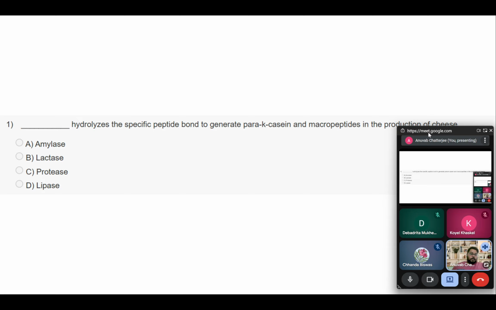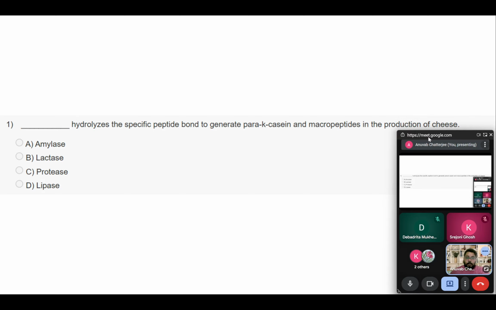The first question that we have for today is: blank hydrolyzes the specific peptide bond to generate para-casein and macropeptides in production of cheese. The options are amylase, lactase, protease, and lipase. You can put whatever you think is the correct option in the chat.